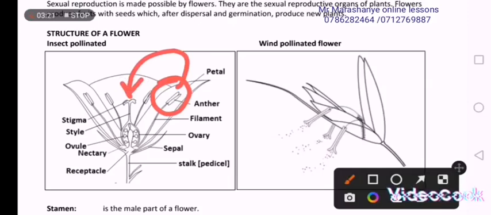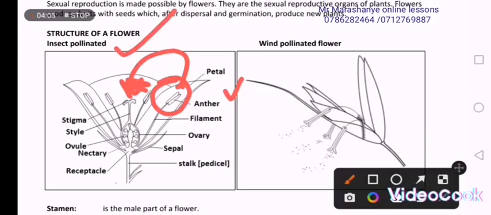Let me repeat this. Pollination is just the transfer of pollen grains from the anther to the stigma of a flower, right? I'm saying the pollen grains are produced at the anther. Then the movement of pollen grains produced from the anther to the stigma, that movement or that transfer, is called pollination. So as you can see now, you are beginning to get the reason why it is called an insect pollinated flower.